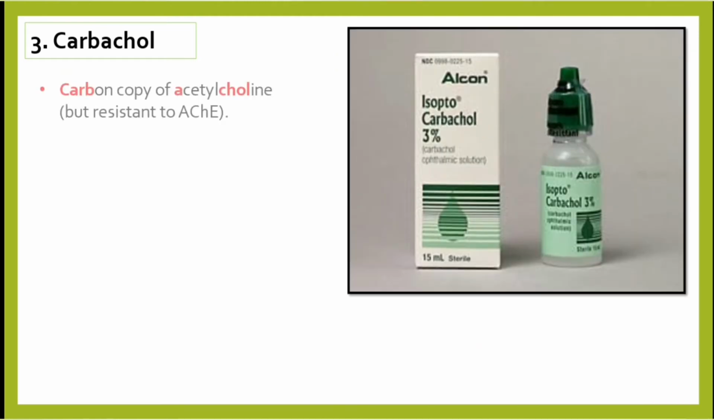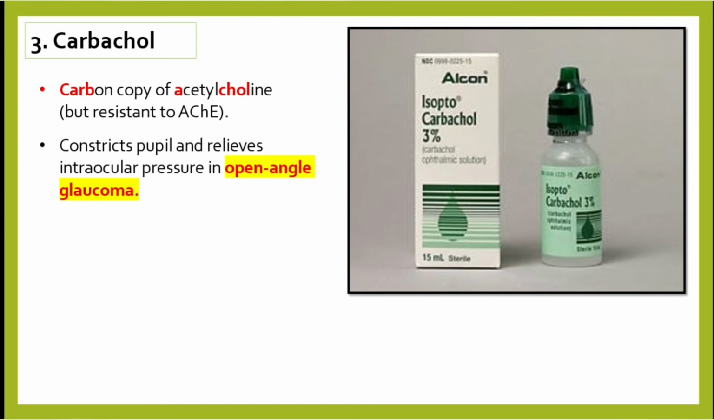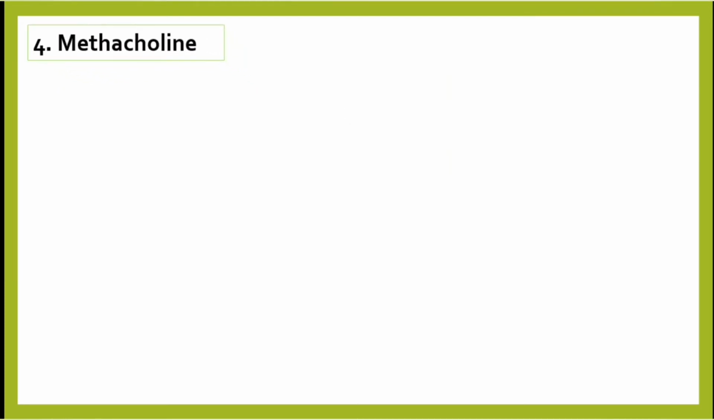Okay, the next one is Carbachol. Carbachol is a carbon copy of acetylcholine, but again resistant to acetylcholinesterase. It's a carbon copy, it has the exact structure. This drug constricts the pupil and relieves intraocular pressure in open-angle glaucoma. All right, so that's all about Carbachol.